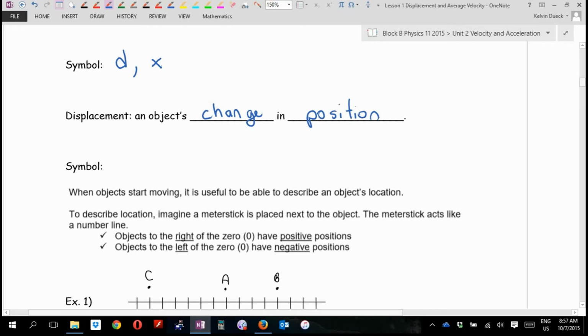Symbol. We have a shorthand symbol for "change in." That's kind of a science-y thing. Does anybody know what it is? Yeah, it's called a delta. It's a Greek letter delta. The symbol for "change in" means that. And so you might see it written like that.